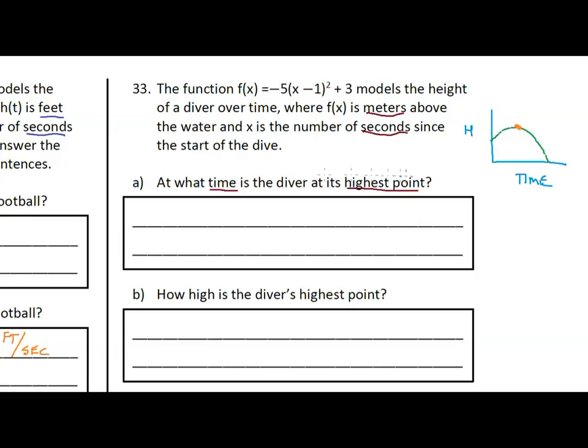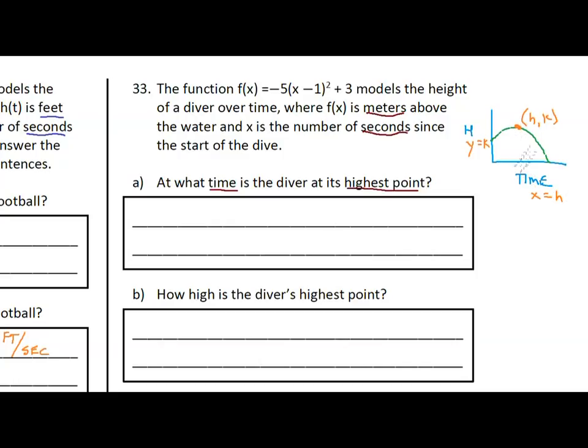And the time at the highest point is the x value. The height at the highest point is the y value. And remember, x is the same as h in this case. And the y value is going to be our k value because our vertex is h, k. So at what time does the diver reach its highest point?